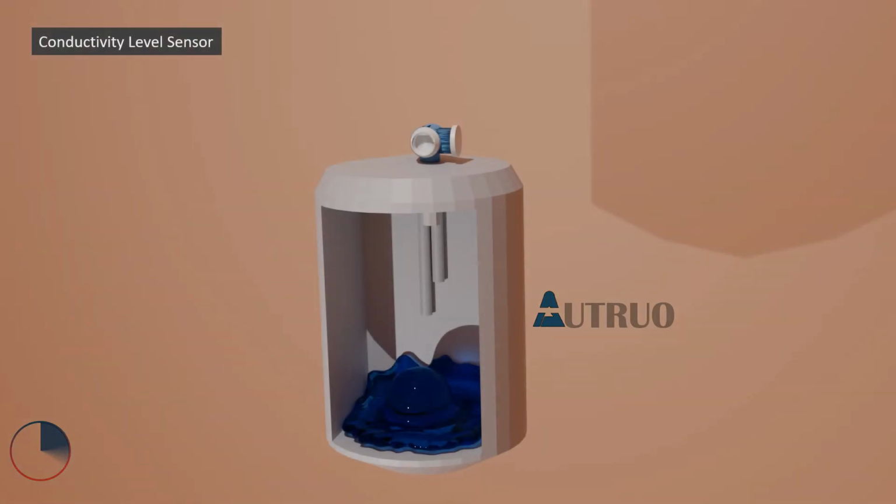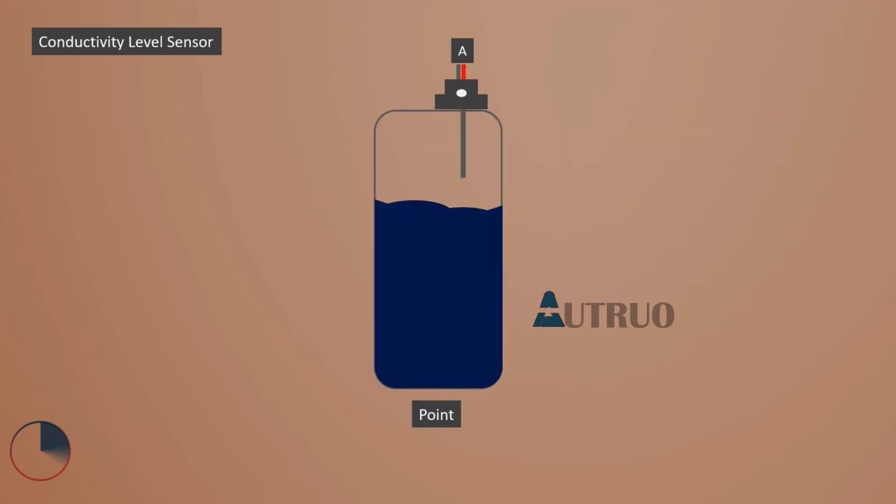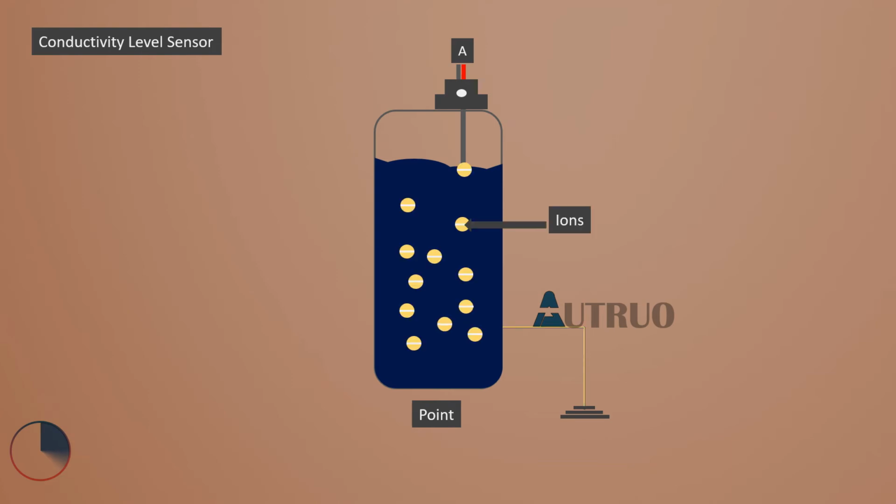For the conductivity level sensor, let's look at this sketch. The first sensor, which is sensor A, is a single-level conductivity sensor. This sensor works with a metal tank that is grounded. The tank is usually used to complete the circuit of the sensor. When the water level reaches the probe, the ions within the solution will activate the sensor. The solution completes the circuit between the probe and the tank. These ions are usually negatively charged.